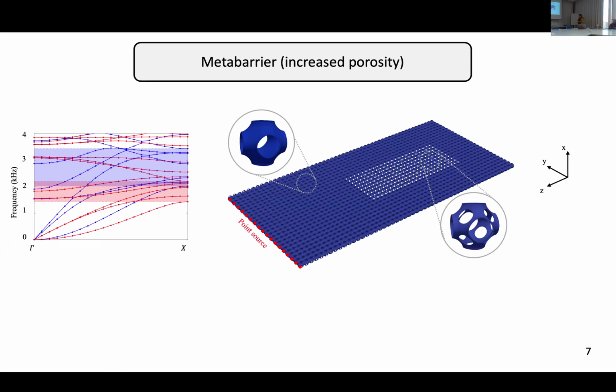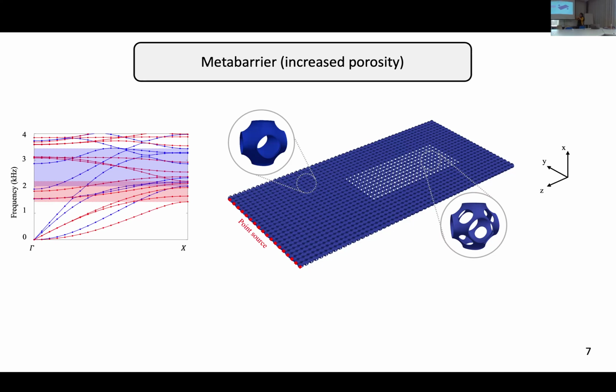Okay, now we can start to design some metastructures. The first metastructure that I designed is called a metabarrier. A metabarrier is defined basically as a region or an area within your host medium which is protected from the propagation at a given frequency.